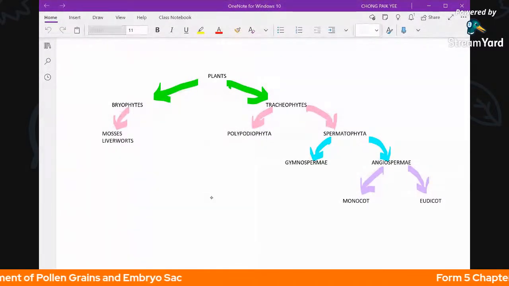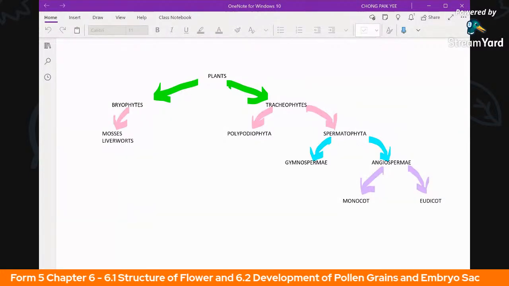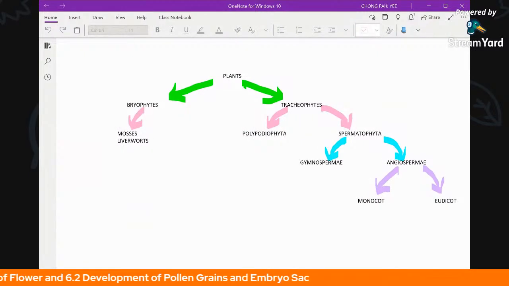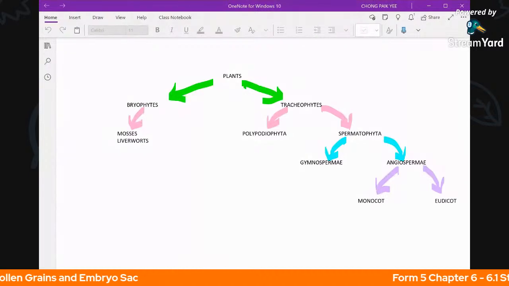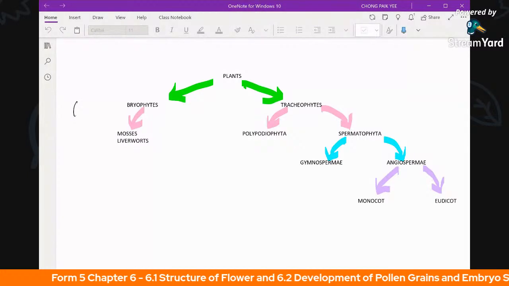Let's look at plants. First, we divide them into bryophytes and tracheophytes. Bryophytes are all these plants which do not have a transport system. That means they don't have a vascular system; they do not have xylem or phloem. Examples would be very small, tiny plants, mosses and liverworts. Lumut, we call it in BM. Let me write down here.